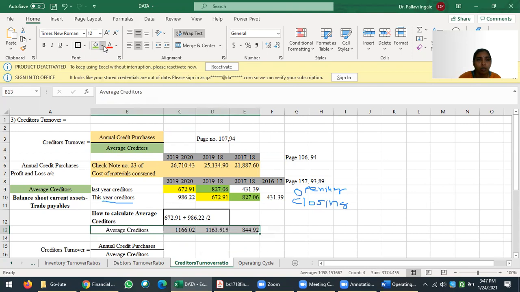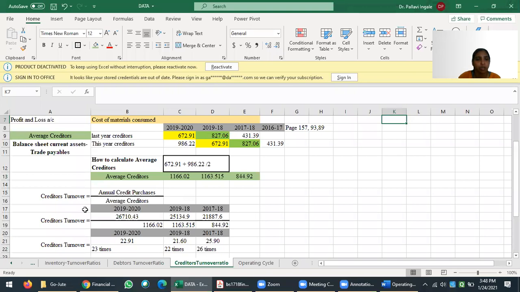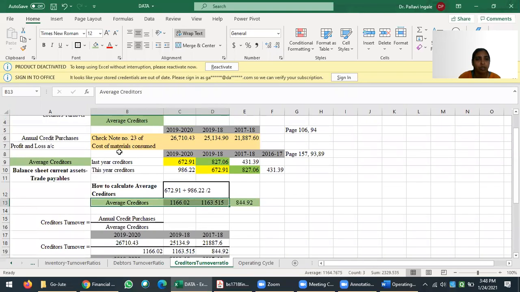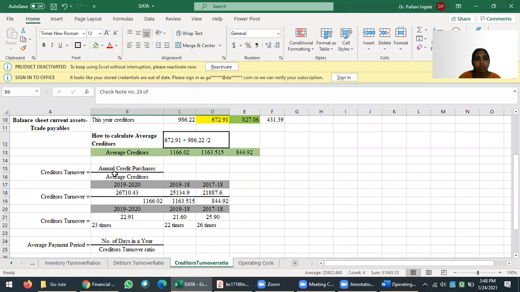Now I got the average creditor. See my green color, this green color. Now I got the creditor. So now we have done the calculations of average. Now we have done the material consumed. Both have been done. Okay. Now what we have to do? We have to use the formula and just put the values into the formula.